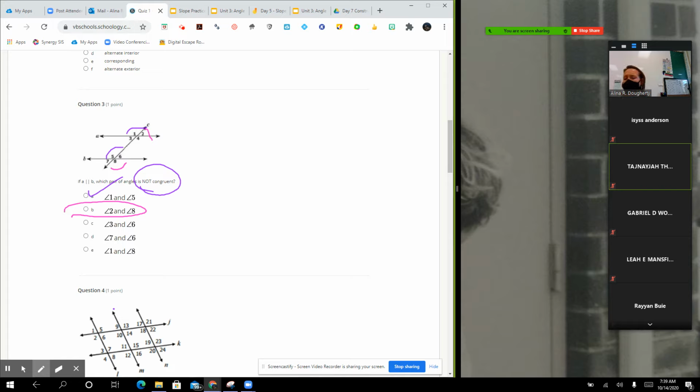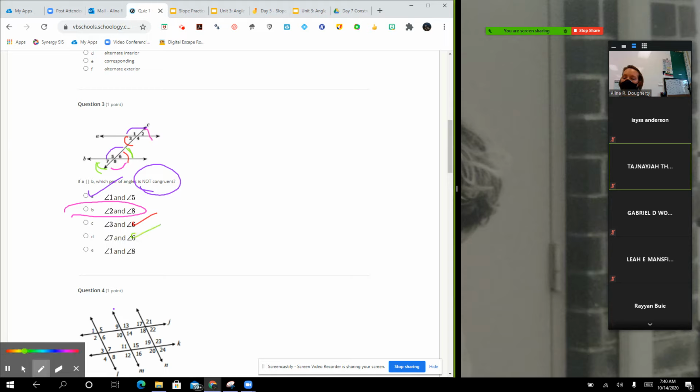It doesn't have boxes, so I think it's probably just one answer. But if we continue going, 3 and 6, are they congruent? They are. What's the relationship between 3 and 6? Are they alternate or same side? Alternate. And are they inside or outside of the parallel lines? Inside. So those are congruent. What about 7 and 6? What's their relationship, 7 and 6? Vertical. So those are also congruent.